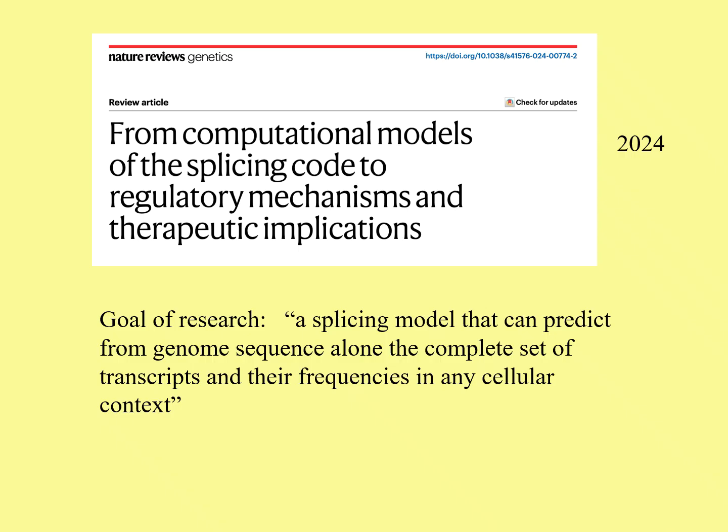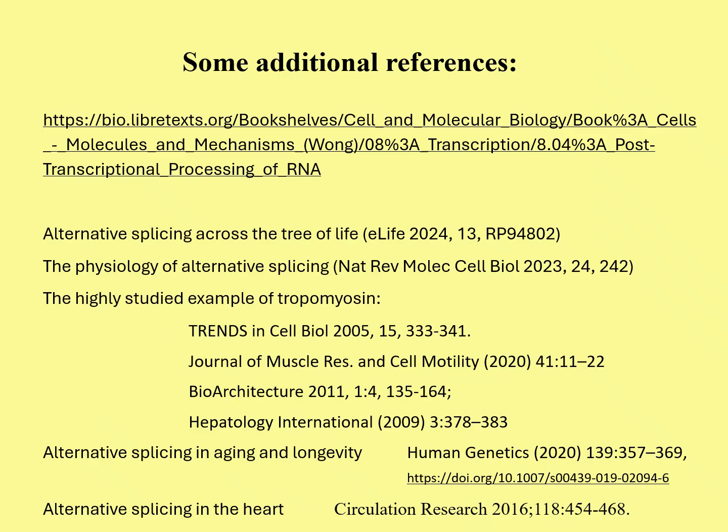Understanding the splicing code is tremendously important because, as I stated earlier, errors in mRNA processing are associated with cancers and neurodegenerative diseases. This very recent review article states that a major goal is a splicing model that can predict from genome sequence alone the complete set of transcripts and their frequencies in any cellular context. This slide shows a few additional references beyond those already cited.